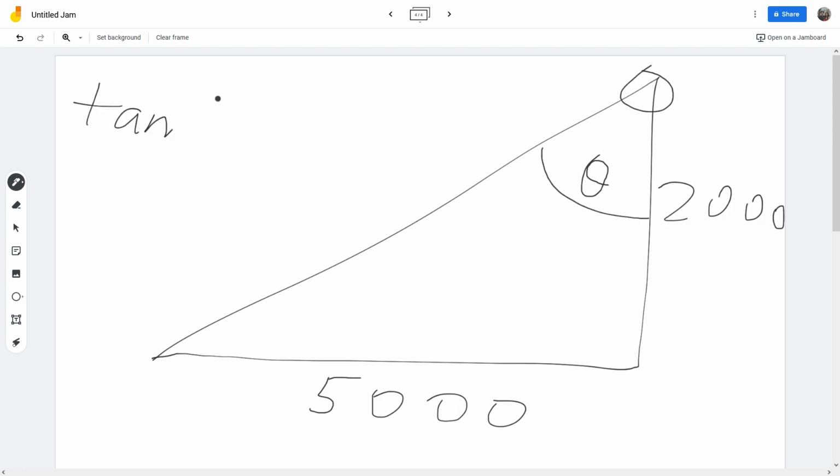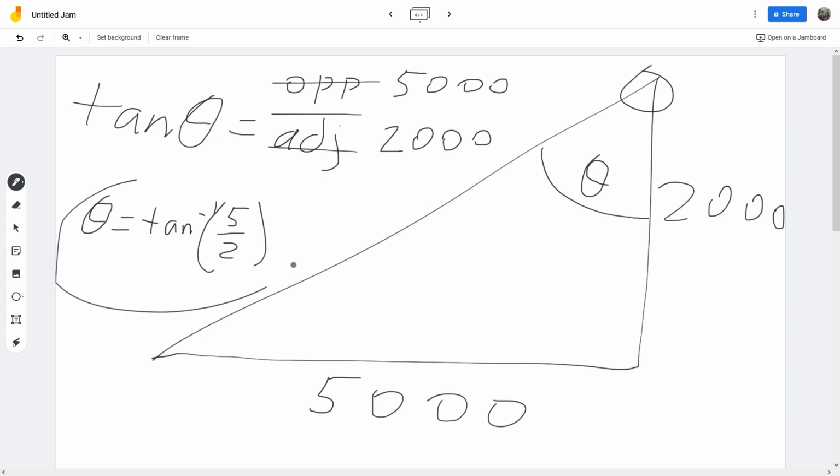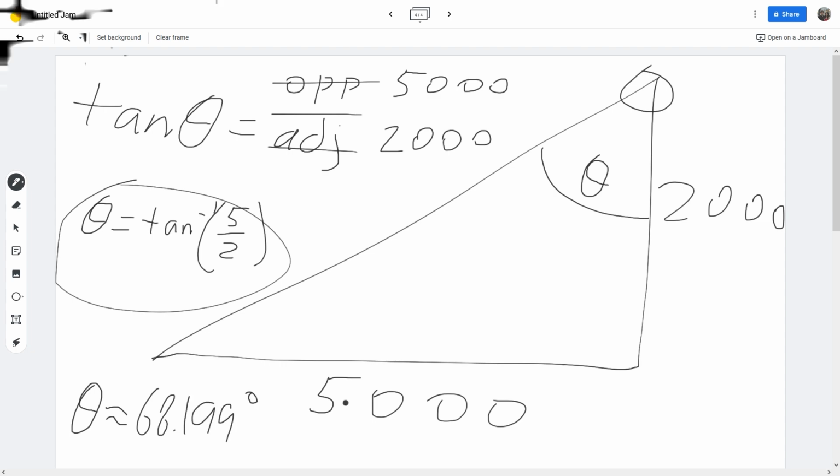The tangent of the angle is equal to the opposite side divided by the adjacent side. In this case, it is 5,000 over 2,000, which is just 5 over 2, or 5 divided by 2. Now we just have to find the arctan of 5 over 2. Plug that into the calculator and you've got approximately 68.199 degrees. With that, 68.199 degrees is the angle at which the enemy drone is approaching the base.